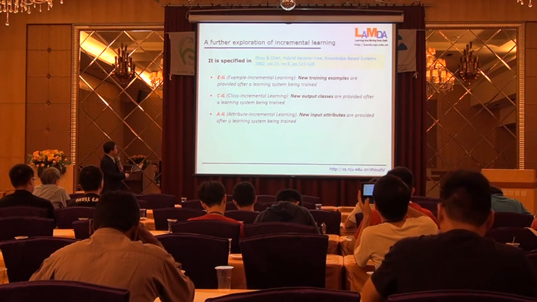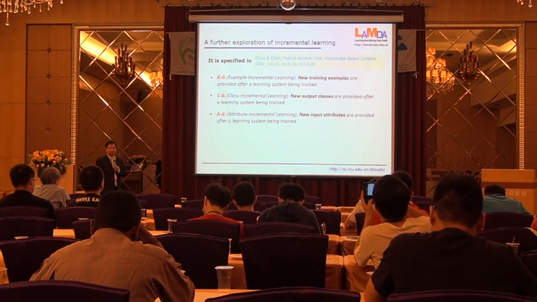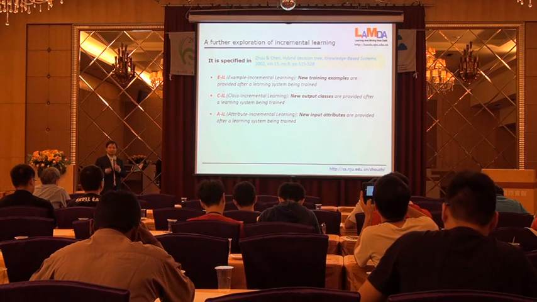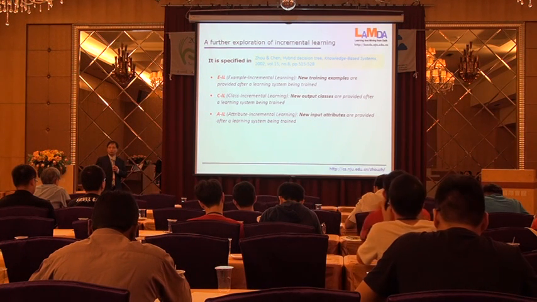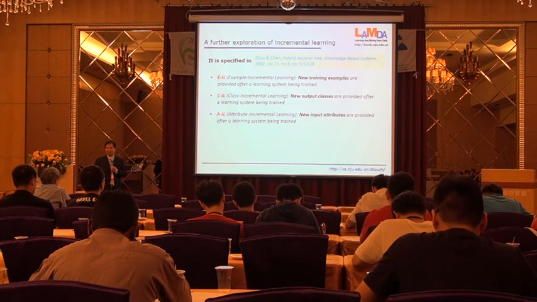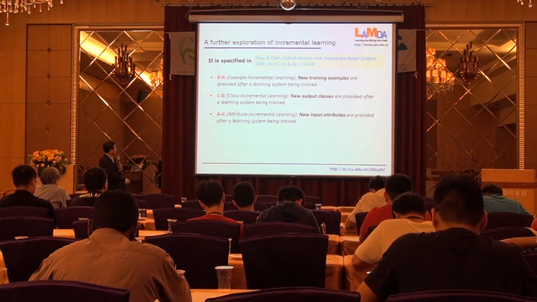We can also have class incremental learning. For example, originally you just have two-class data. You construct an algorithm, a model. But when the model is in use, you will receive some new class. Then how to handle this scenario? And also attribute incremental learning.